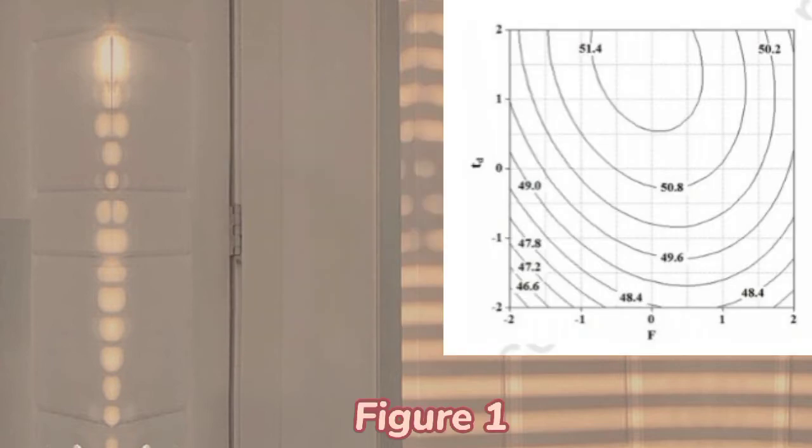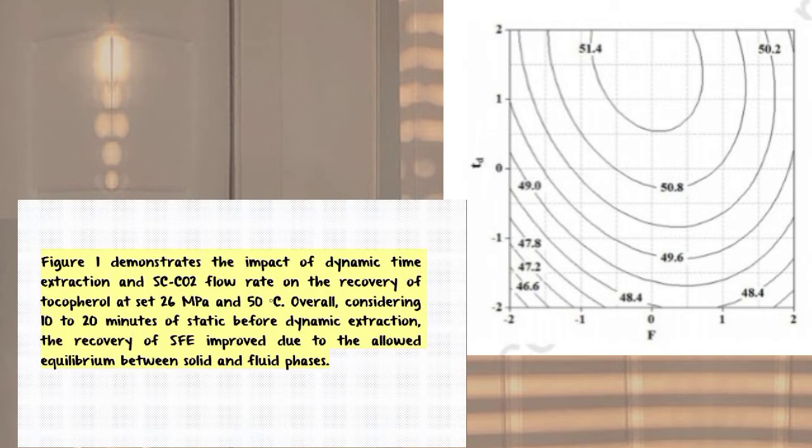The alpha tocopherol was obtained from Sigma Chemical Company and analyzed using HPLC to obtain a standard spectrum. Figure 1 demonstrates the impact of dynamic extraction time and SC-CO2 flow rates on the recovery of alpha tocopherol at a set 26 megapascal and 50 degrees Celsius. Overall, considering 10 to 20 minutes of static before dynamic extraction, the recovery of supercritical fluid extraction improved due to the allowed equilibrium between solid and fluid phases.